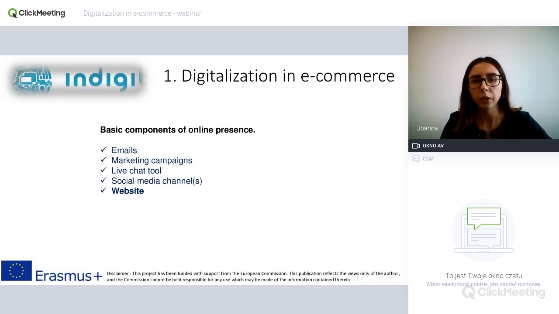Okay, so let's have a look at some basic components of online presence. First of all, emails. You as a business can take advantage of emails to send clients marketing campaigns. Marketing campaigns are also a strategic component of digitalization. However, you must be aware of the General Data Protection Regulation, GDPR. It is obligatory to have permission from an email recipient to send them such emails, as you will be storing their data, even if this is only an email.